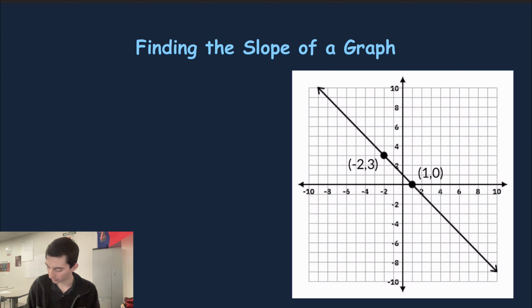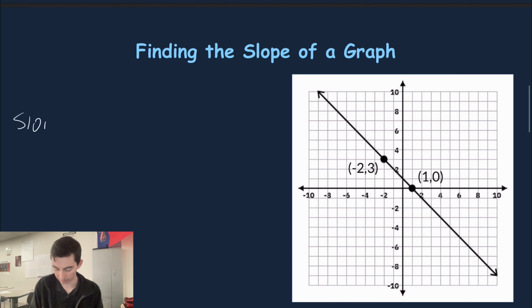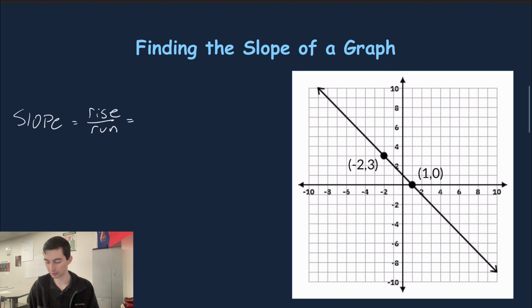So I'm going to start with this point down here at 1, 0, and I can count my rise. So let's write this down first. Let's remember that slope is our rise over our run. So let's find our rise first. So I'm going to count how many times we move up. So on this graph, I'm going to move up 1, 2, 3. And now I see I'm in line with this second point that we're looking at.